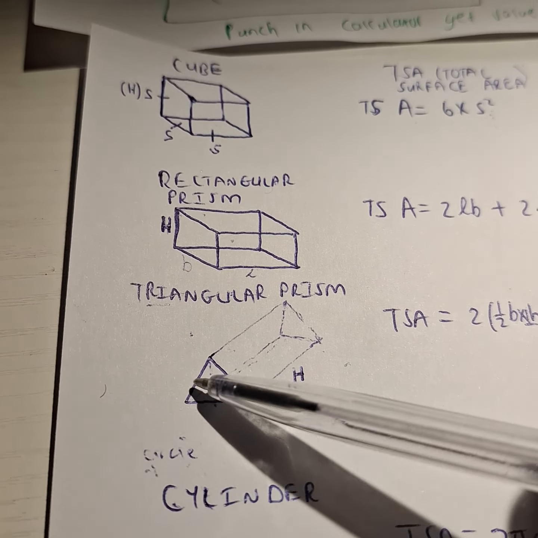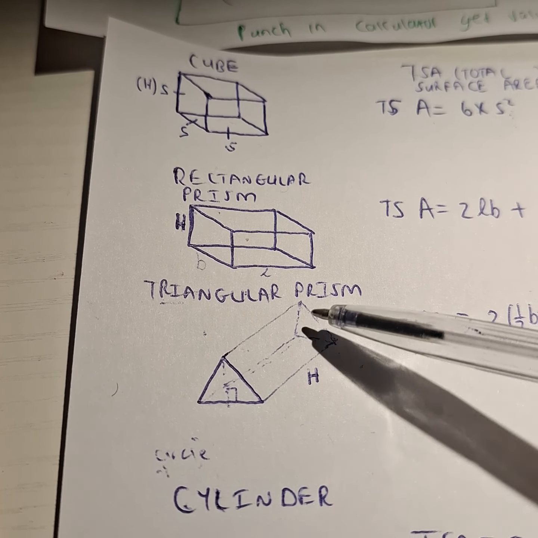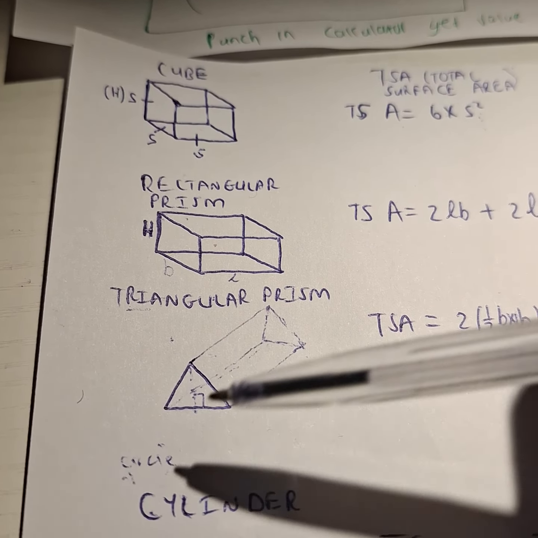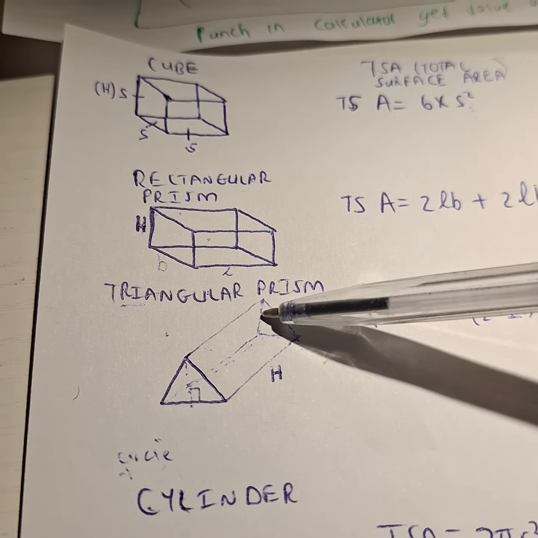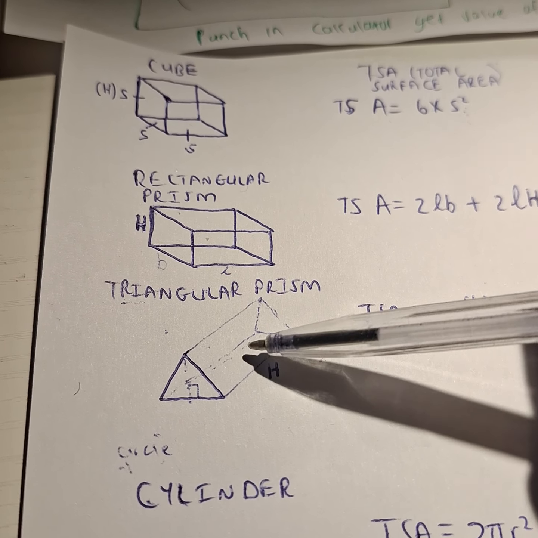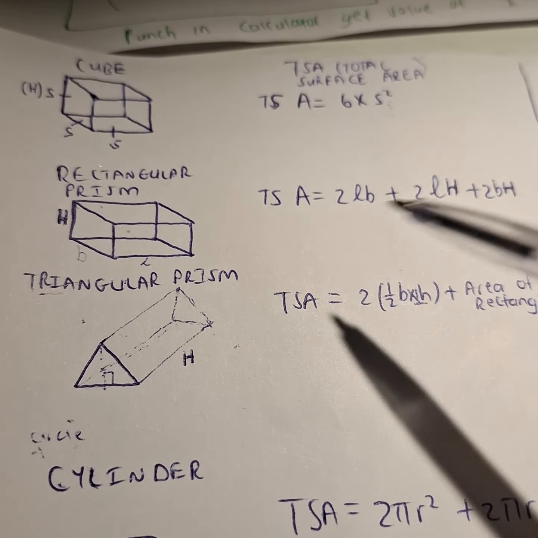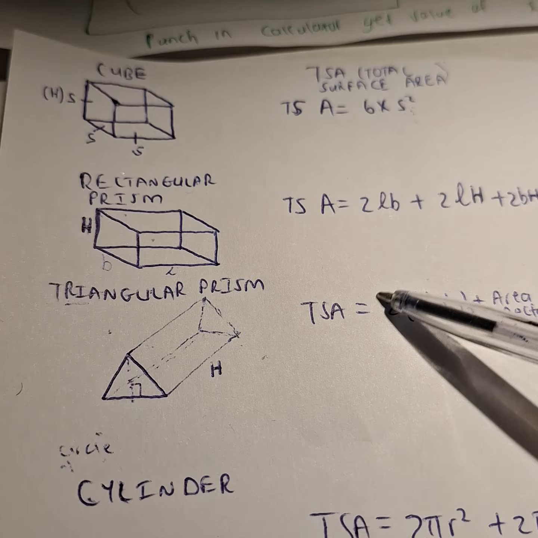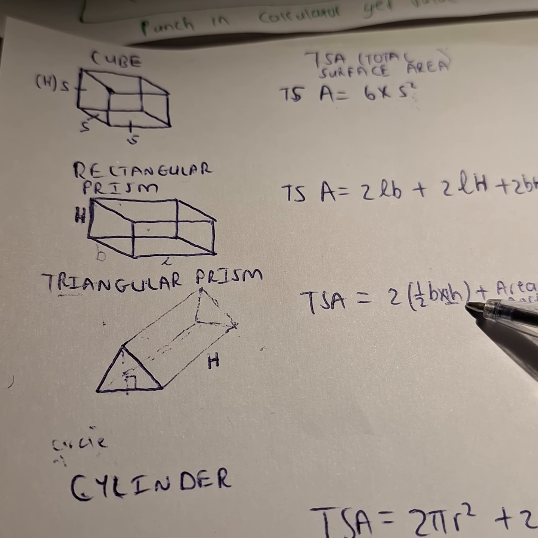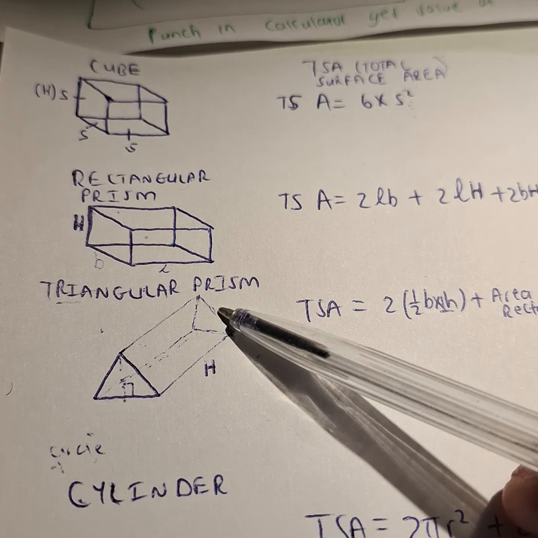So we always consider the type of triangle that we have, and remember that there are 2 of these triangles. They are congruent, meaning they are exactly identical in side and in angle. So we would say 2 of those triangles, half base times height. Okay, that's the 2 triangles taken care of.